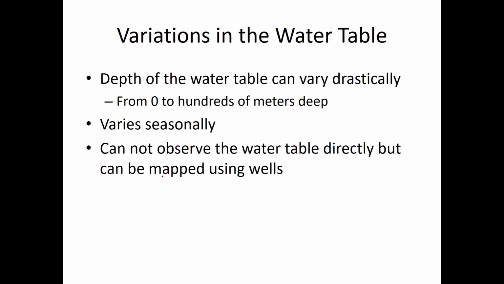So the depth of the water table can vary drastically. It can be anywhere from 0 to hundreds of meters deep. It varies seasonally because precipitation varies seasonally. If you're in a period of time where there's been a lot of precipitation, the water table can increase. And if there's been very little precipitation, the water table can decrease. You cannot observe the water table directly, but you have to do so by mapping it using wells, which are holes you drill down into the ground.